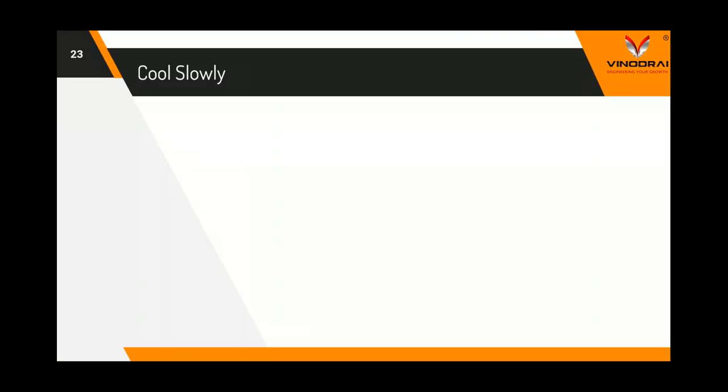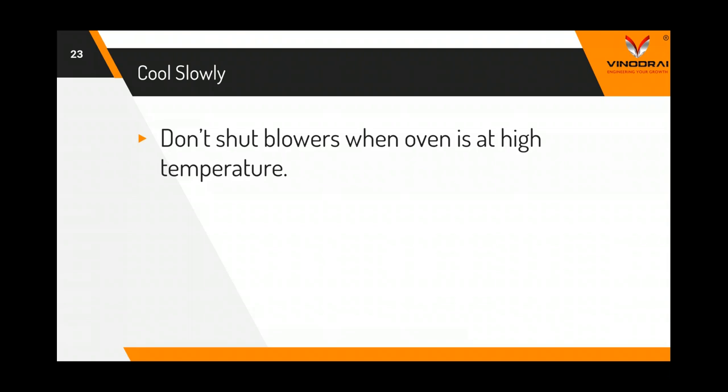Cool slowly is one of the very important things, and it's very important that we do not shut down the blowers when the oven is already at high temperature. Usually during the last leg of the cycle or the last day of the shift, as soon as they finish the heating cycle, people just want to shut off the blower and the burner, both of them, which is not a good thing. The blowers must always be shut down after the temperature has come down to at least 70 to 60 degrees Celsius, because if you shut down blowers at high temperature, it might bend the blower shaft and also affect your impellers.